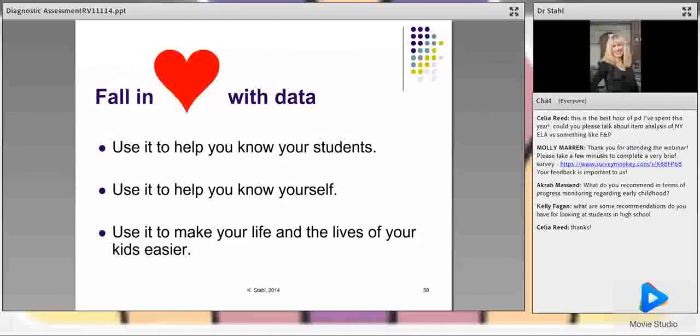Oh, Kelly, what a hard question. What recommendations do you have for looking at students in high school? That is a really tough question. My best advice, when I have students from high school in the clinic, and I do have several secondary people in the clinic, here is what we do.